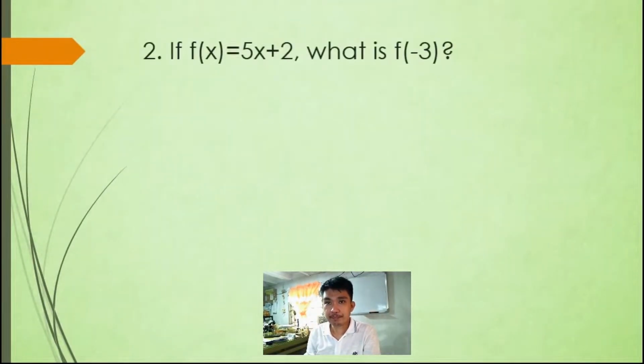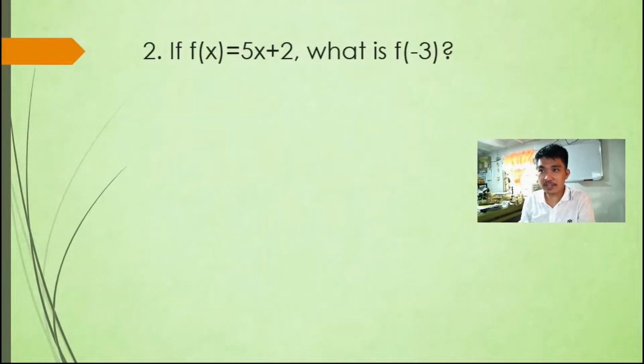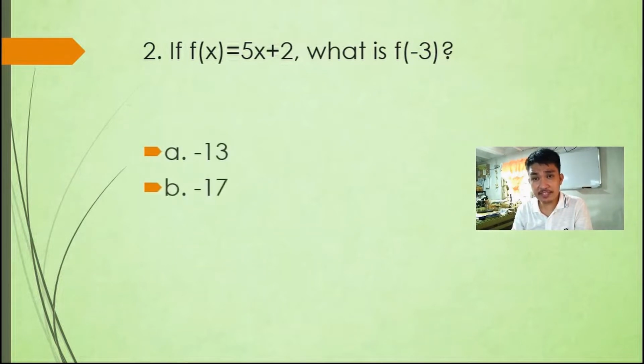Number 2. If f of x is equal to 5x plus 2, what is f of negative 3? Letter A, negative 13. Letter B, negative 17. Letter C, 13. Or letter D, 17.